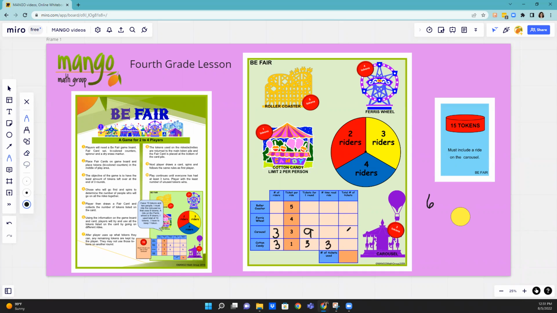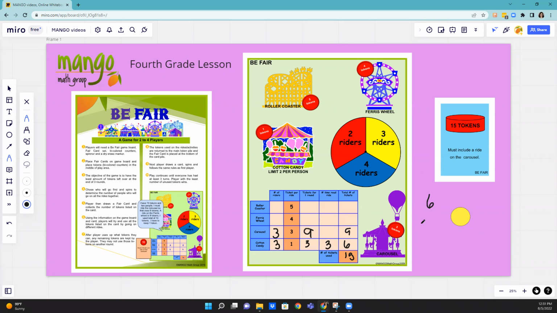And then we're going to add up our tickets over here and then tell how many tickets we've used. In this case, we used up all our tokens. We were able to use them all up. Students who have leftover tokens have to hold on to those tokens. So any remaining tokens they hold on to. And then the student who has the least amount of tokens at the end is the winner, because they were able to get rid of all of their tokens.